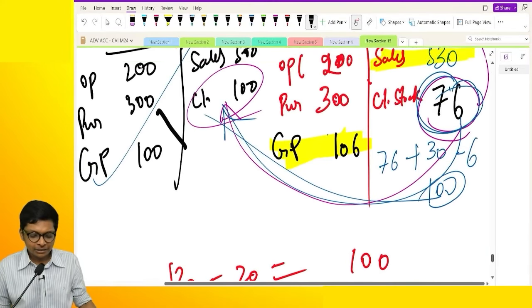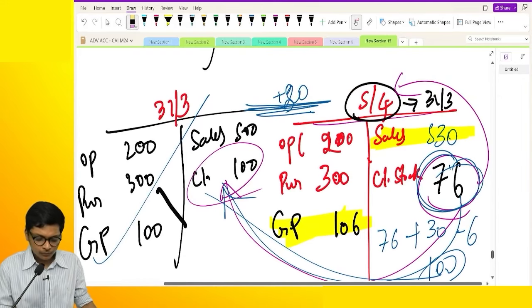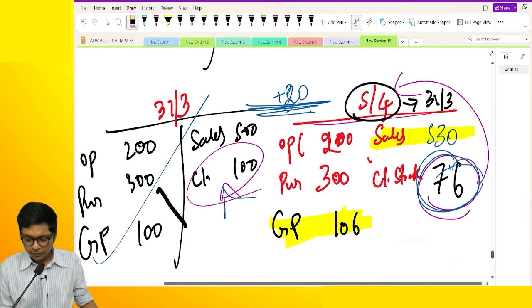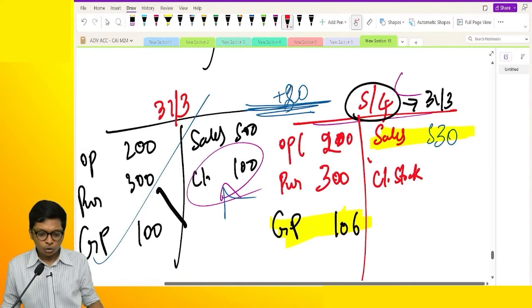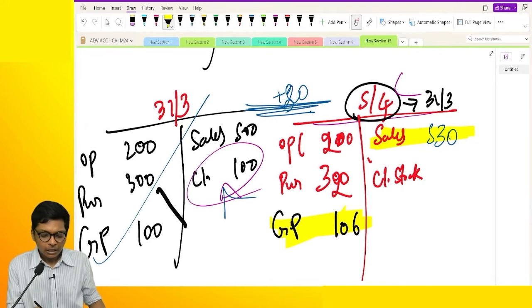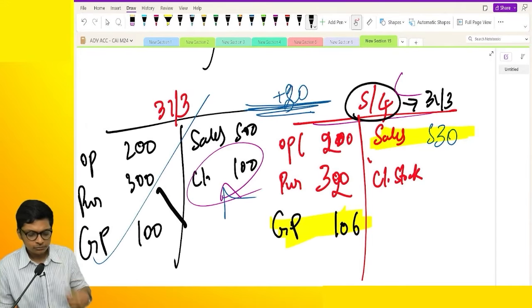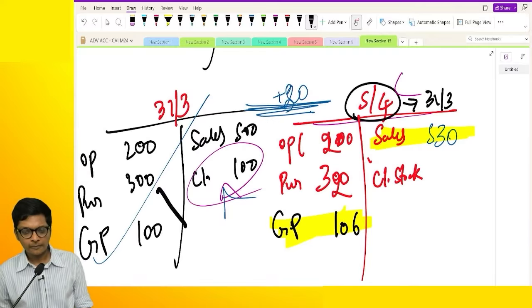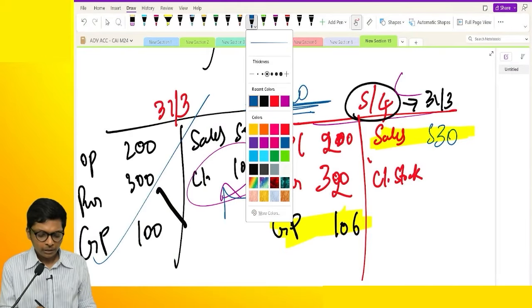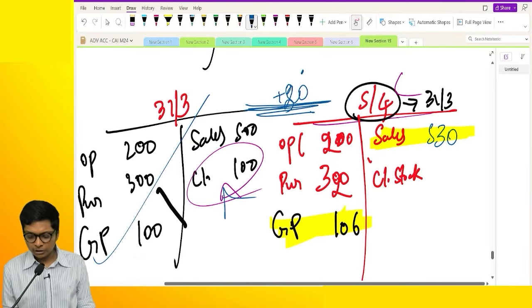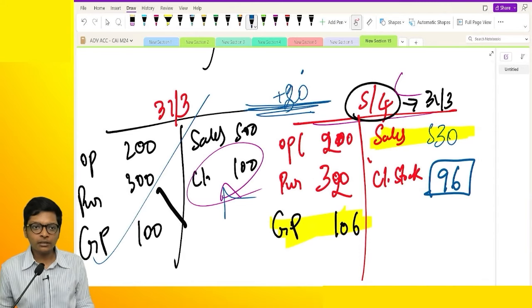Now both will come together. Are you following, guys? So I'll go back to the equation. That's why I didn't do that first. I knew you would get confused. So now purchase is 320. Are you following, guys? So now what is the closing stock? Give me the closing stock value, guys. 96.